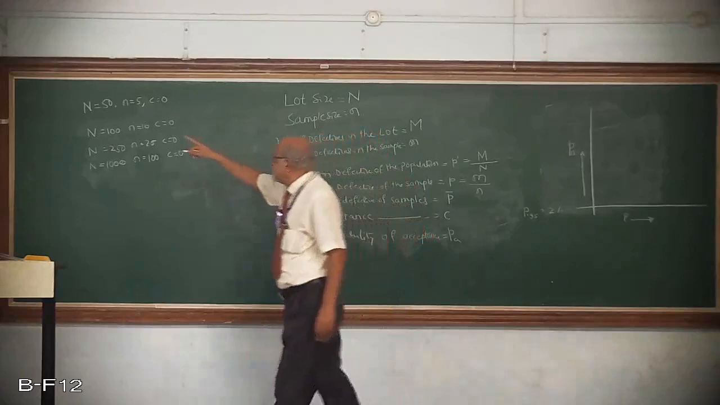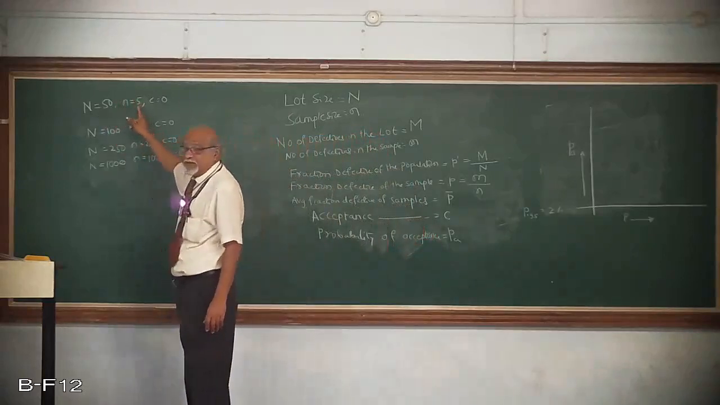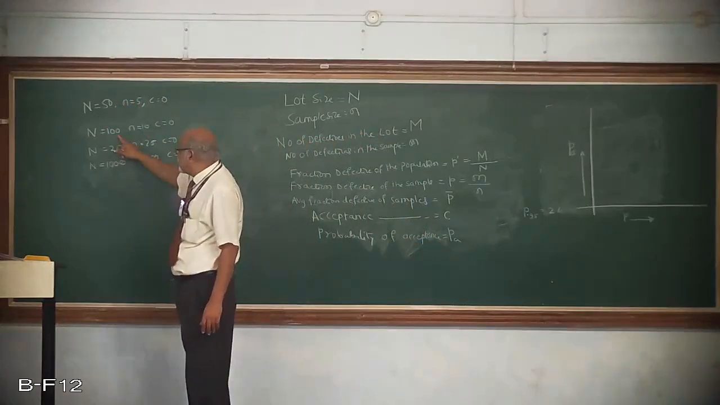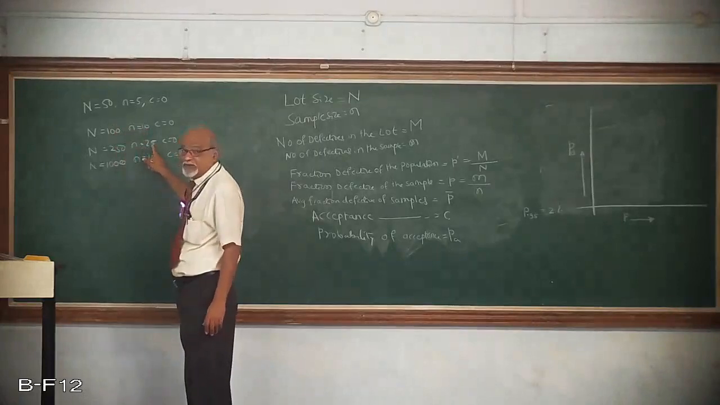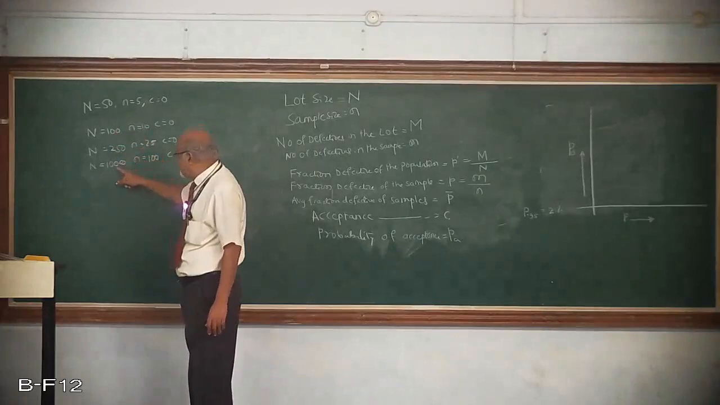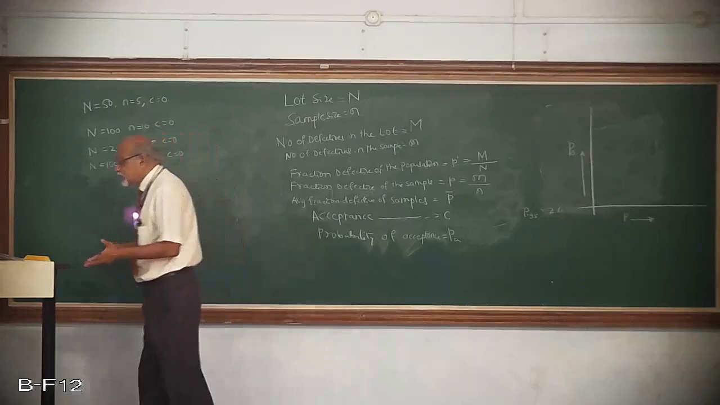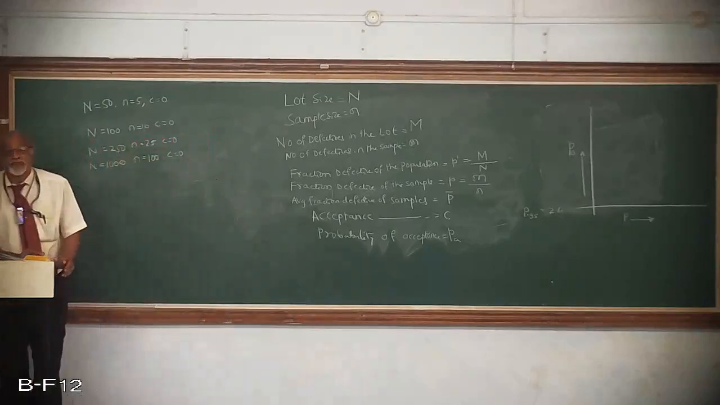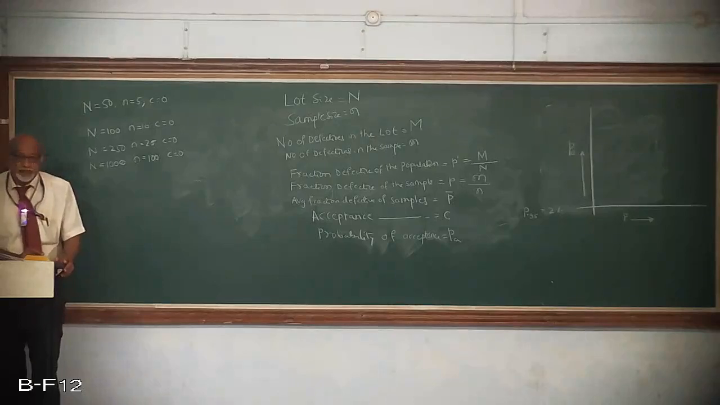So when the lot size is 50, 10% of that is taken as the sample size, 5. Here the lot size is 100, 10% of that is 10. Lot size 250, 10% of that is 25. That one I am taking as the sample. And here it is 1000, 10% of that I will take as the sample, 100. Then how will it look? Which is better? Is it going to behave in a similar way?